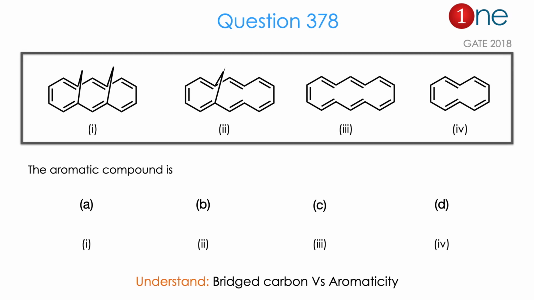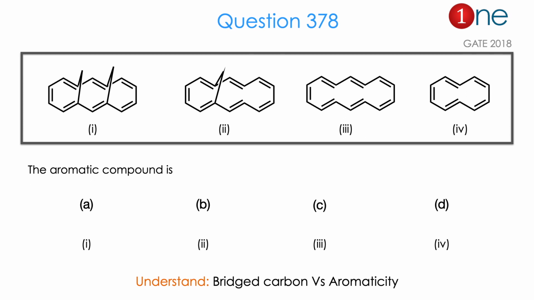Then let us look at the next question. They gave highly conjugated compounds with a 3 fused ring system. The first one is with 2 bridged carbons, the second one is with 1 bridged carbon, the third one is without a bridged carbon, and the fourth one is a kind of naphthalene analog. So 4 different compounds. They are asking which is the aromatic compound among these.